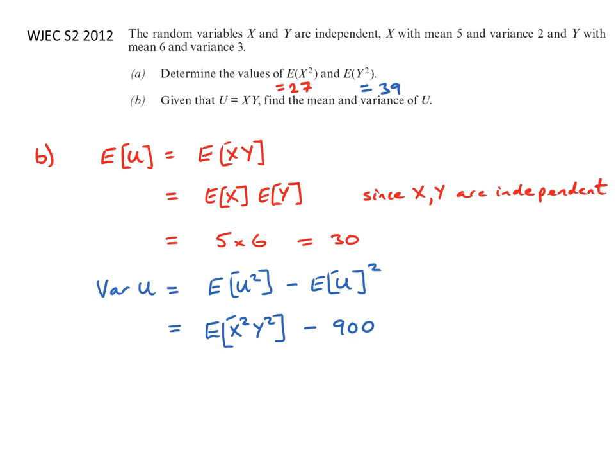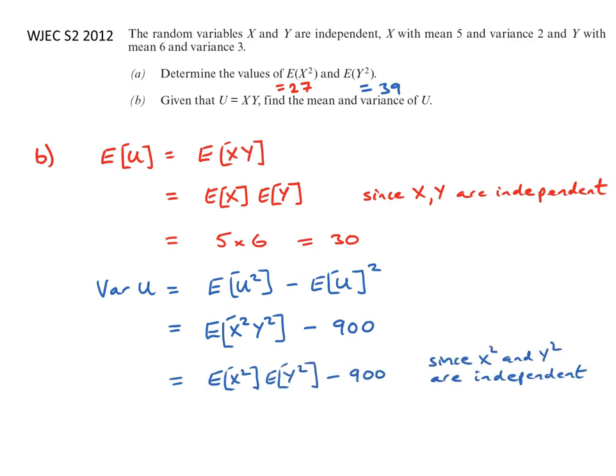X and y are independent of each other, which certainly means that x squared and y squared are going to be independent of each other. So the expected value of x squared times y squared is the same thing as the expected value of x squared times the expected value of y squared. So that's 27 times 39, and then we've got the subtraction of the 900 to deal with. So the variance of u is 27 times 39, take away 900, which gives me 153.